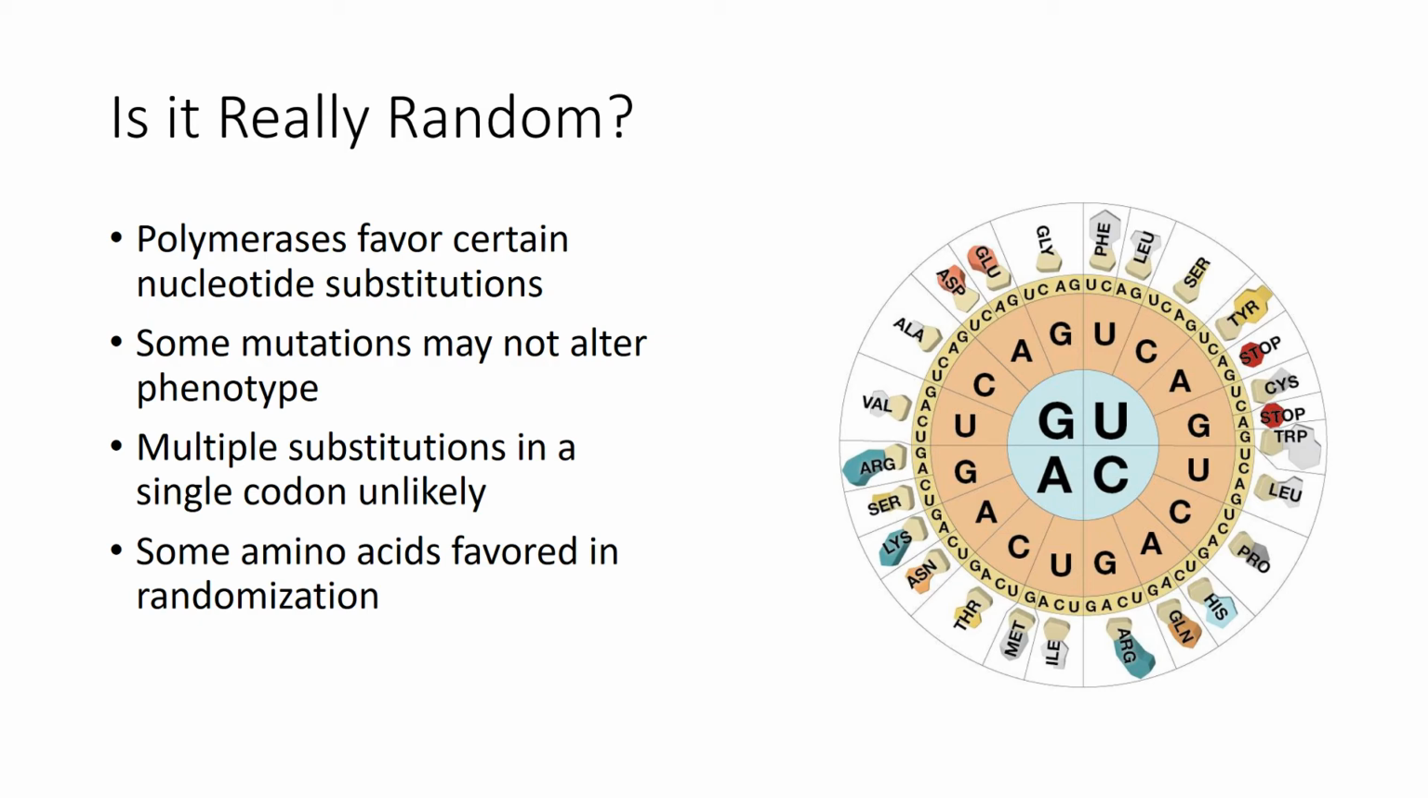Complicating this further, multiple substitutions in a single codon are increasingly unlikely, making the number of mutations that cause a residue change even smaller. When a mutation does result in a residue change, the change is inherently biased by the distribution of codons, as shown on the right. This results in certain amino acids being underrepresented in libraries generated by this method.